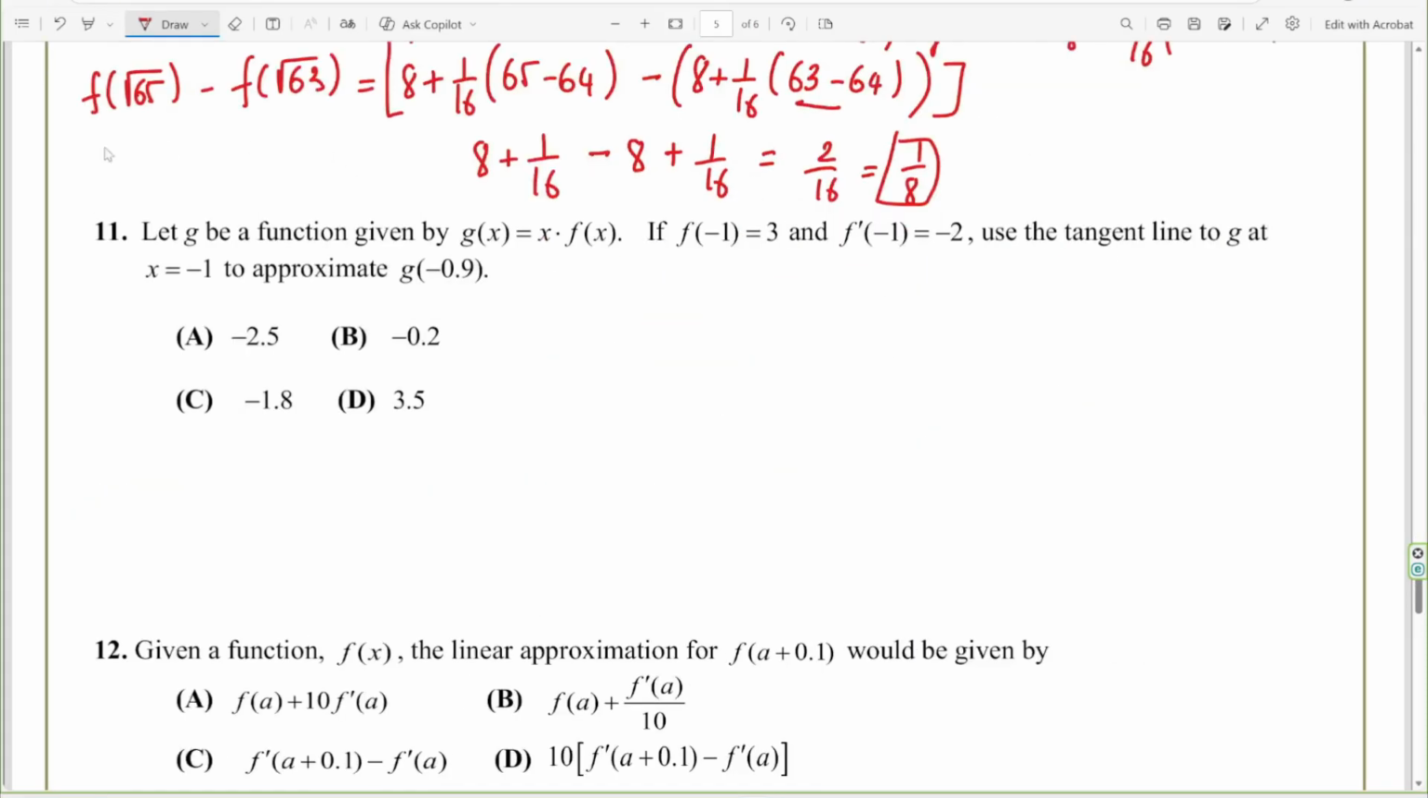Now question 11. Let g be a function given by g of x equals this. F of negative 1 equals 3. F prime of negative 1 equals negative 2. Use the tangent line to g at x equals negative 1 to approximate g of negative 0.9, right? So we need to calculate g prime of x, right, to find the slope first, right? So we're going to use the product rule, right? So it could be f of x plus x times f prime of x, right?